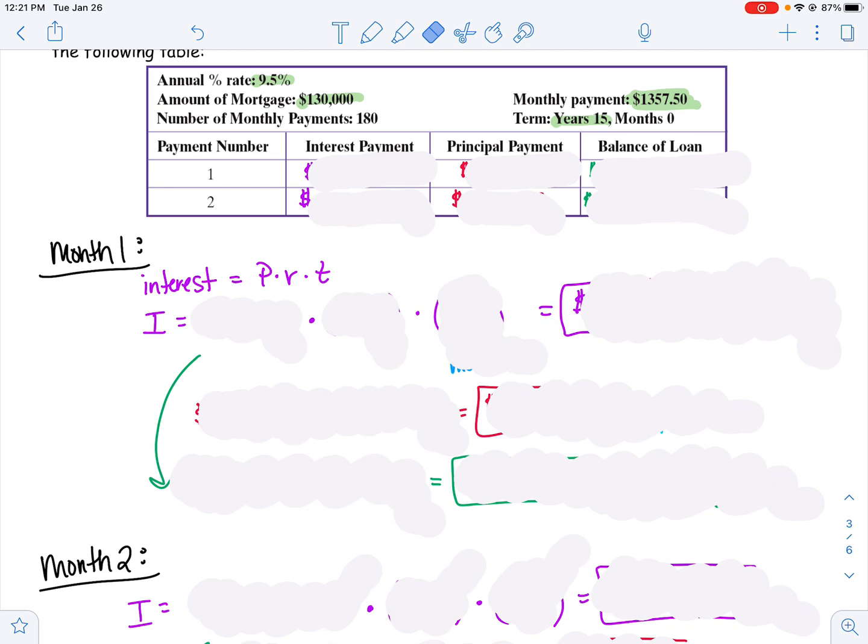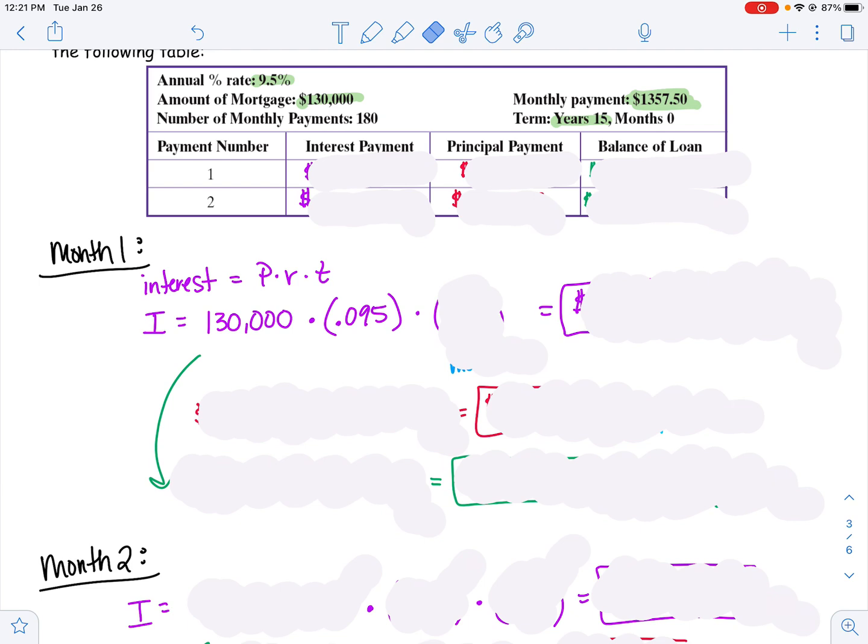So the principal amount, the amount of this mortgage, the balance, remember, is the $130,000. That was the amount of this mortgage they told us at the beginning. Our interest rate, remember, was the 9.5%. As a decimal, we're going to plug in 0.095. And now how long are we going to be charged this interest for? Here's the tricky part. You've got to be careful. Yes, this loan is going to be for 15 years. We're going to make this payment every month for 15 years.